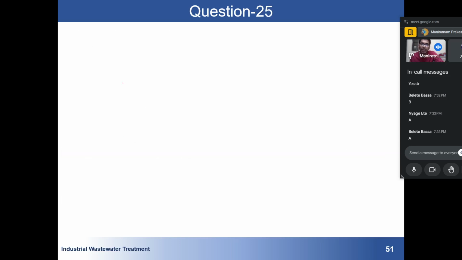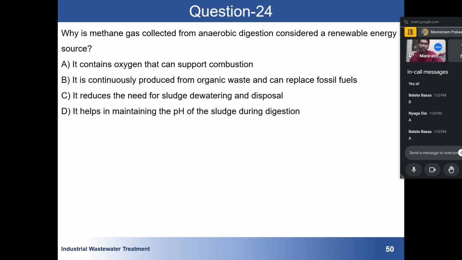Second last question. I think I have one more. Question 24. Why is methane gas collected from anaerobic digestion considered a renewable source? Read each and every line, every option, and try to answer it. B. We have got one answer. B. We have got two answers. It continuously produces from organic waste and replaces fossil fuel.